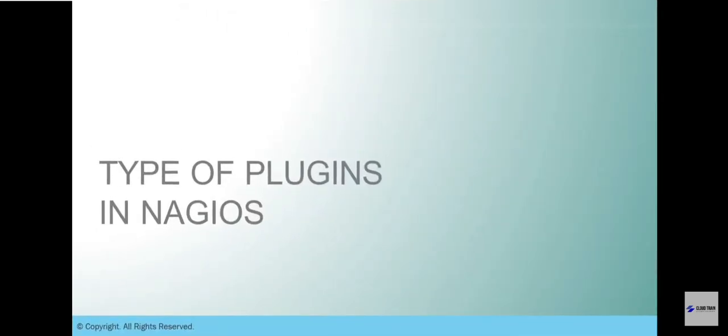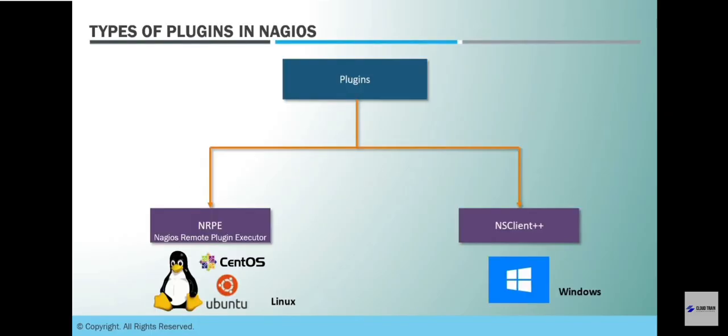In the last session, we discussed objects and plugins. So let's see what type of plugins Nagios provides us to enable the integration between various devices. At a major level, Nagios provides two kinds of plugins. One is NRPE, Nagios Remote Plugin Executor, and the other is NSClient++.